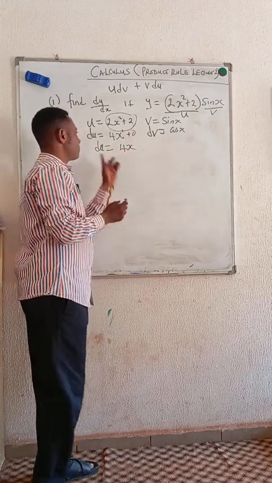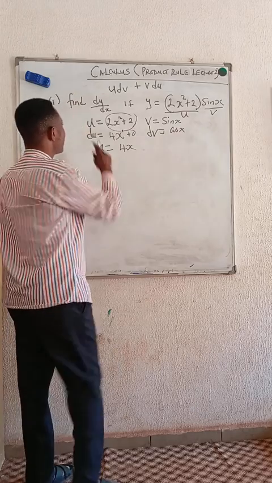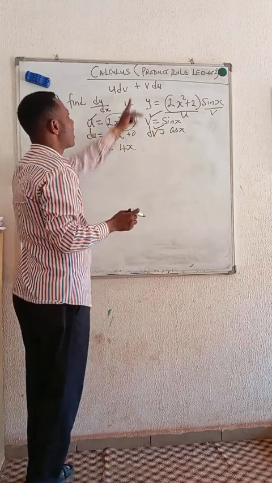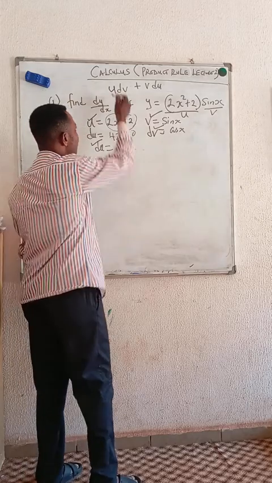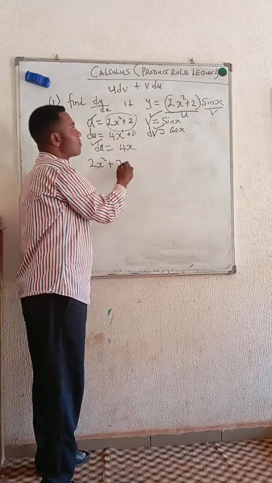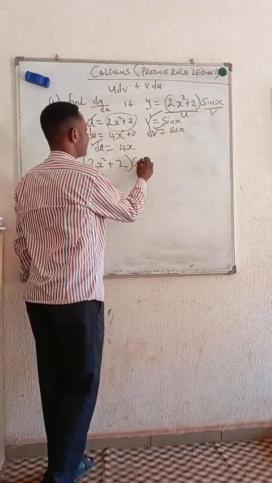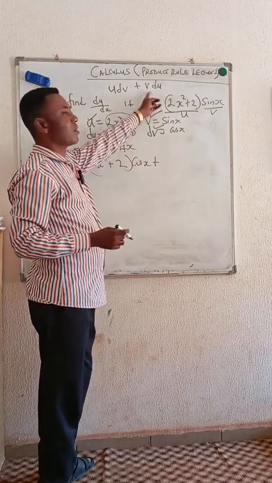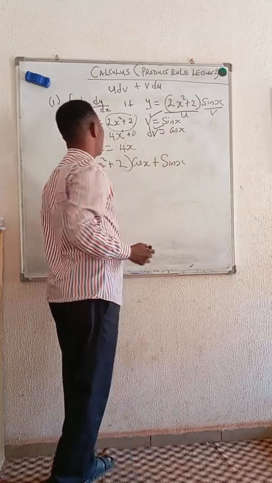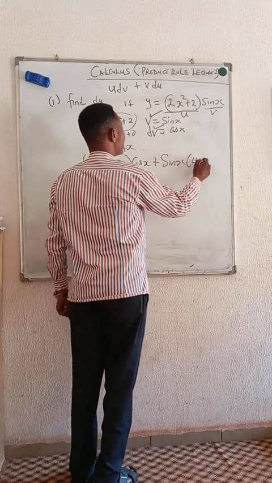Now, we have known du to be 4x, so what we are going to be using is u, v, du, dv. We substitute them into this formula, and then we are done. From here, u is 2x squared plus 2, right? dv is cos x. Plus v, what is my v? v is sine x. And then we multiply by du. What is du? 4x.